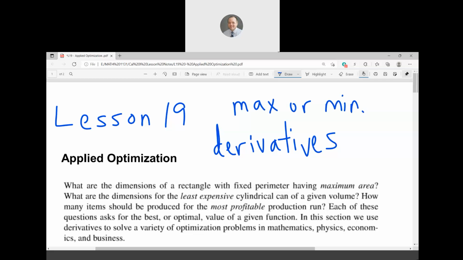So we will likely have to use the first derivative test to find some of this similar information. Each of these questions asks for the best or optimal value of a given function. In this lesson, we'll use derivatives to solve a variety of optimization problems, mainly in mathematics and also geometry.